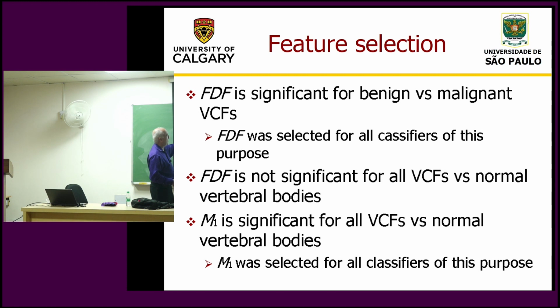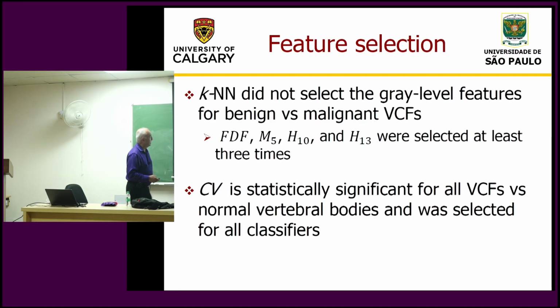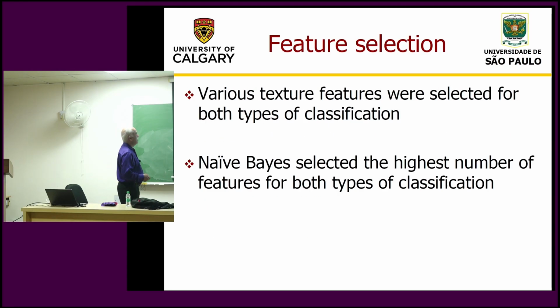It is not significant for all VCFs versus normal. That is, if you were to do that as an initial step. And so on. I won't read all of them. So various texture features were selected for both types of classification, and depending upon the classifier, the naive Bayes method selected the highest number of features. So we need to also look into how many features are selected. If too many features are selected, then the next step of classification may have some inefficiency.